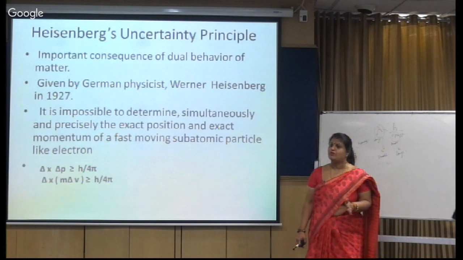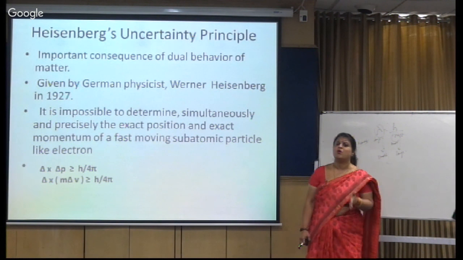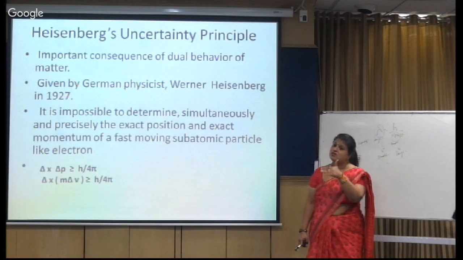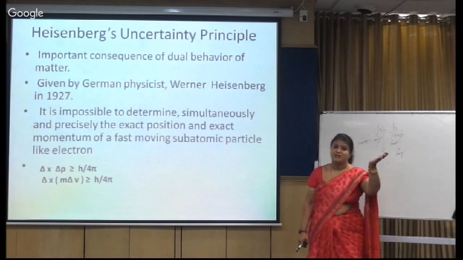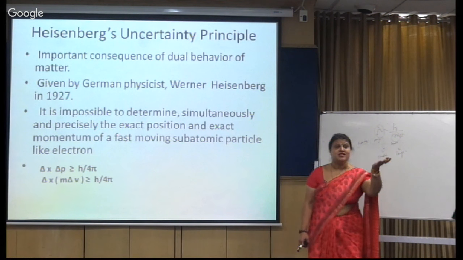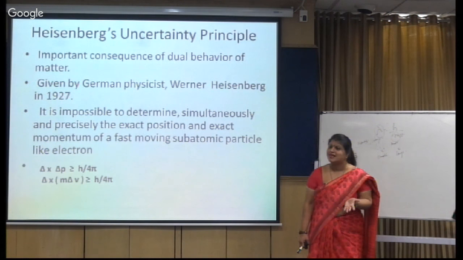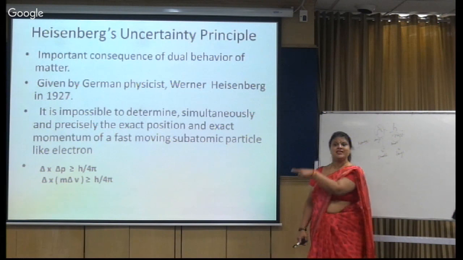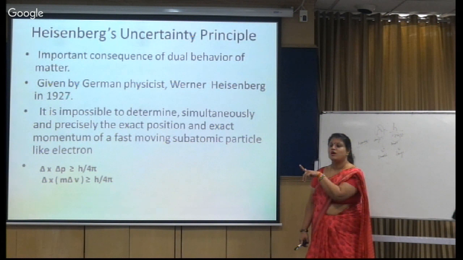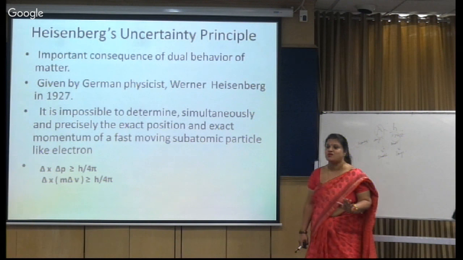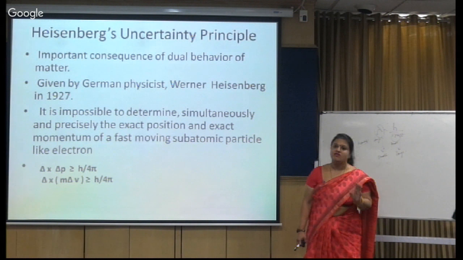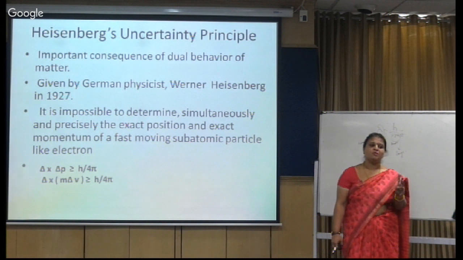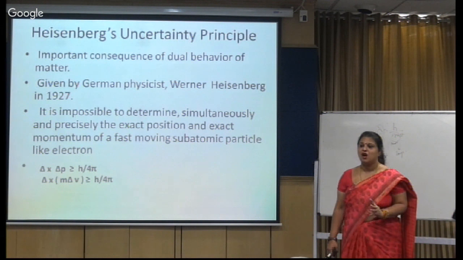So when light of a very, very small wavelength falls on an object, since that incident light is of very small wavelength, its energy will be very high. That light falling on a microscopic object like an electron will be so energetic that as soon as it falls on the electron, it will impart its energy to it, and the electron will immediately get displaced from its original position. So either you can find the position or the momentum, but you cannot find both.